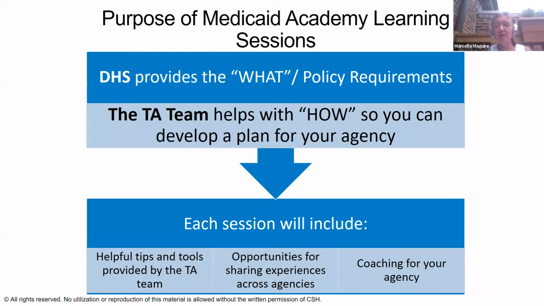So DHS really gives us the guidance and the policy requirements. The TA team, Ambrosia, myself, and Rachel, our role is to help you with the how. How do you fulfill those policy requirements and regulations in an operating and functional services business? Each session will give you tips and tools, opportunities for agencies to share across, and coaching for your agency, time for your agency to come back, look at your work plan and say, what do we already have in place? What do we need to modify? What do we need to start from scratch on? This is going to be true for all of our sessions. And there will be individual TA after we get through the Medicaid Academy materials. We'll be talking to agencies about how we engage and support you there as well.